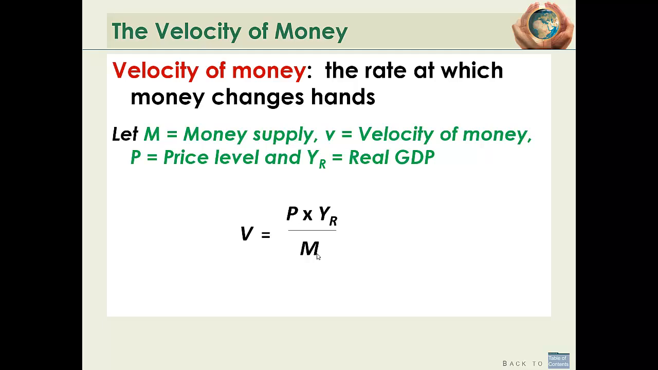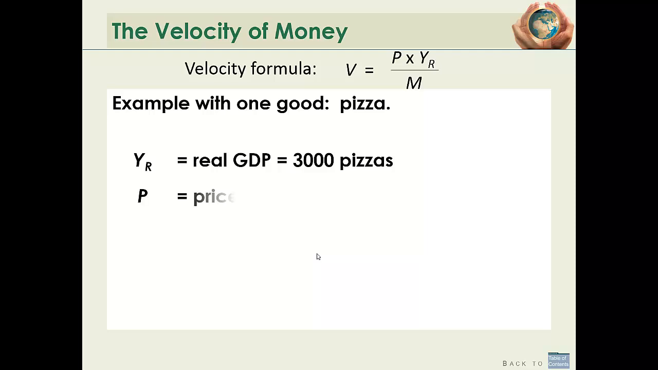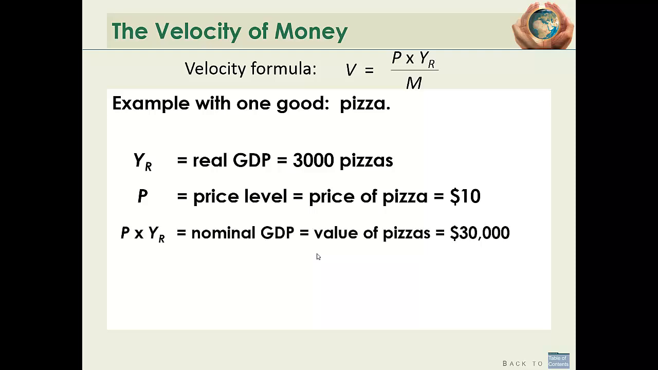Let's illustrate it with an example. Suppose in our economy there's only one good that we produce. Let's say it's pizza. And we produce 3,000 pizzas per year. So our real GDP is 3,000 pizzas. The price of a pizza, and since it is the only good we produce, we'll use that as our price level, is $10. That means then our nominal GDP is going to be $30,000.